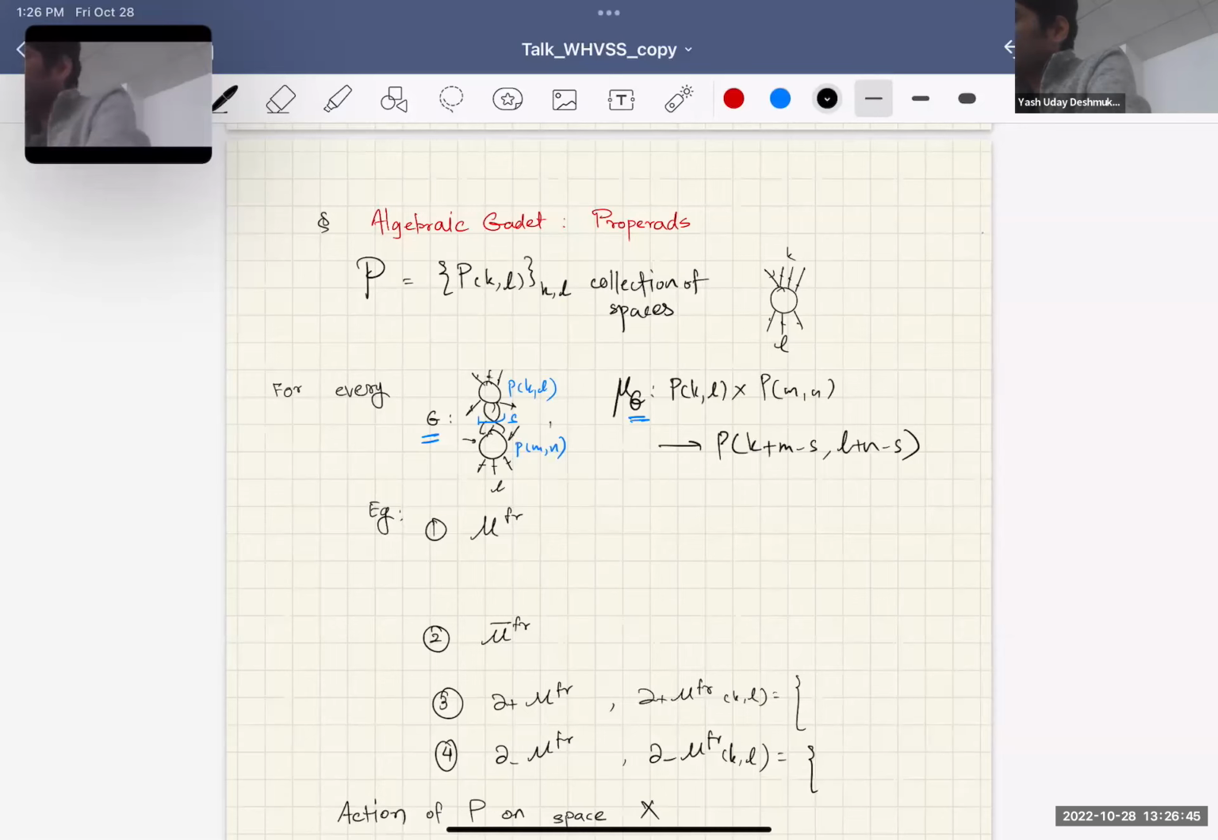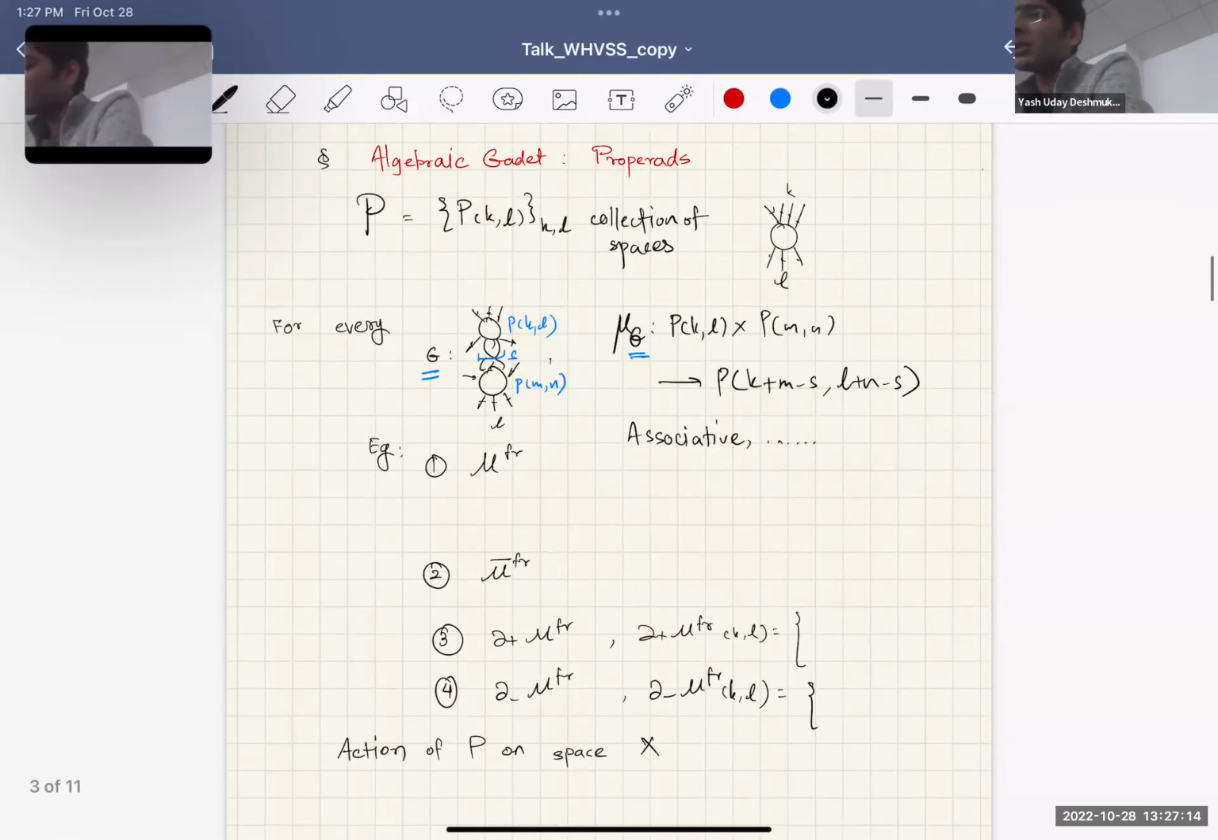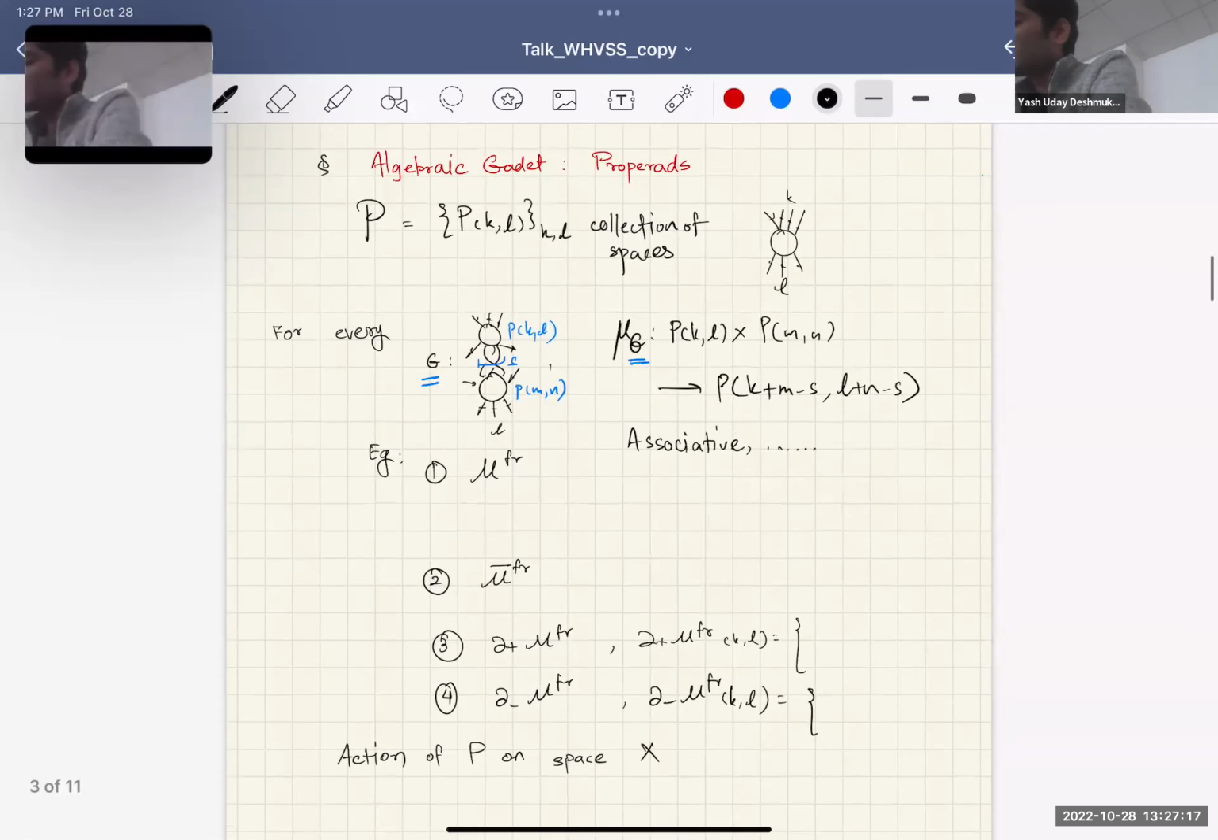Okay. So for every way of plugging some outputs into inputs, you get a composition. So this is the data of a properad. It's a collection of these spaces of operations and ways of composing them. And of course, these compositions are supposed to be associative. There are more conditions involving equivariance and some symmetric group actions, but I'm just going to ignore them for now because they are not so crucial to our discussion. So this is what a properad is, and we have already seen several examples of properads.